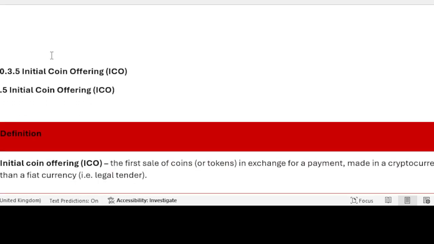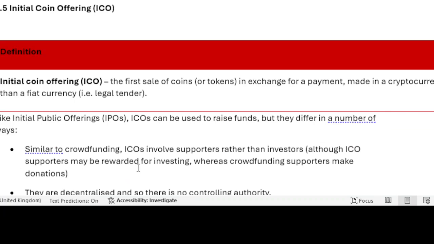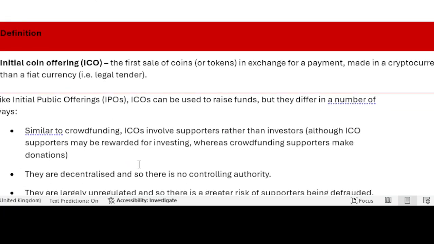So then we also have something called initial coin offering. Anyone who has done financial management and has an idea about initial coin offering? Okay, I don't know which example I can give that will be much easier to understand.